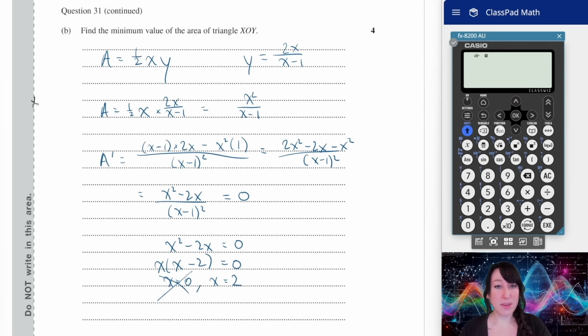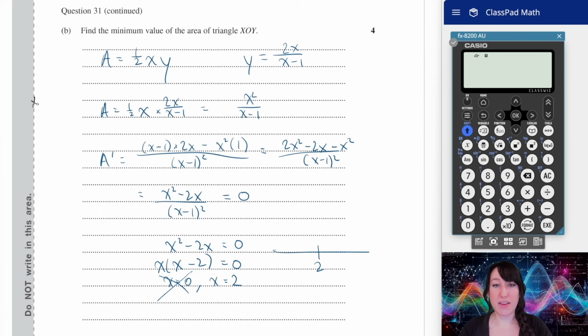Just because we have a stationary point doesn't necessarily mean it's a minimum. Now there's only one we can consider here, so it's probably the one we're looking for, but we are supposed to show that this is a local minimum. So we could do the first derivative test or the second derivative test, but doing the second derivative on this function probably won't be very fun. So let's just do the first derivative test.